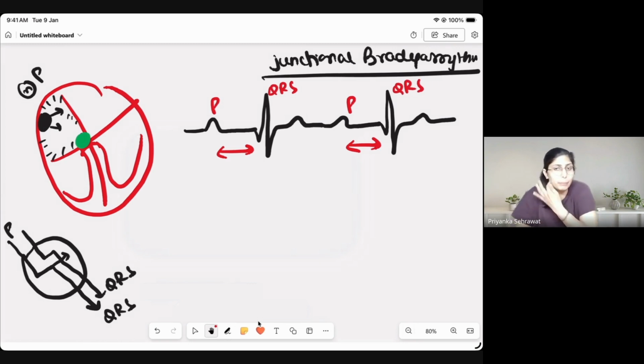तो अगर आपके ECG पेपर में सब कुछ नॉर्मल है, but आपका PR interval बढ़ा हुआ है, increased है. So what is it? It is first degree heart block.